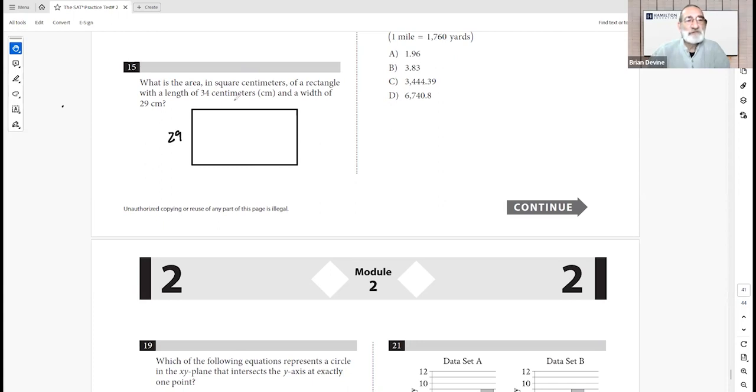There's 29. There's 34. And area equals length times width. So 29 times 34, which is going to be 986. So 986 square centimeters.